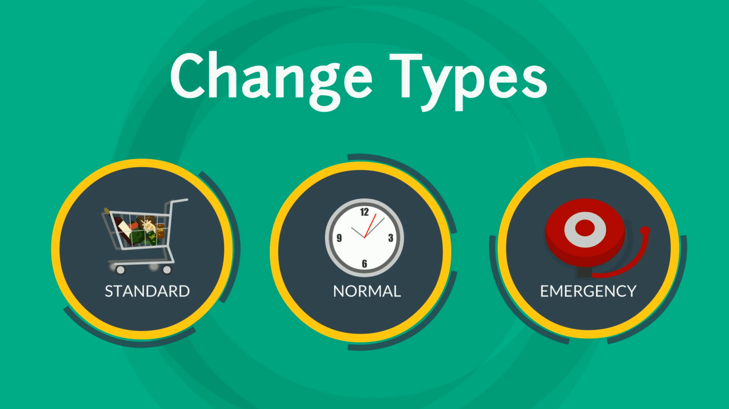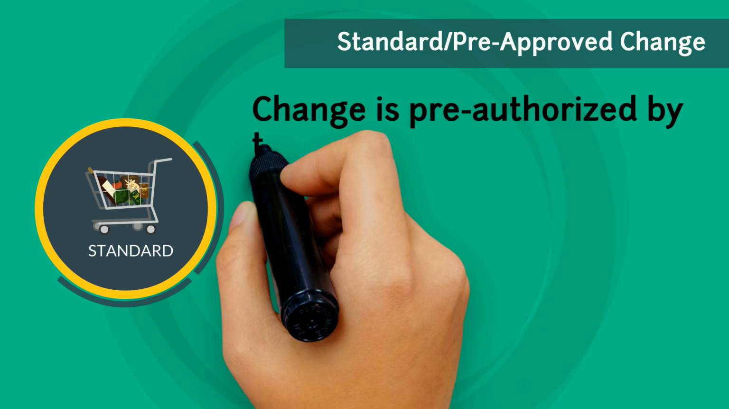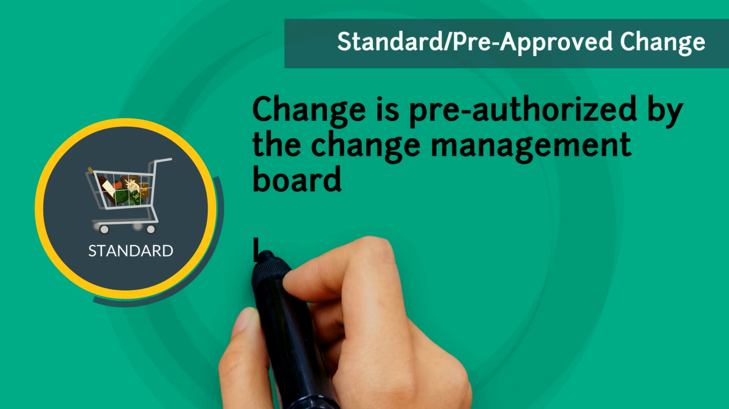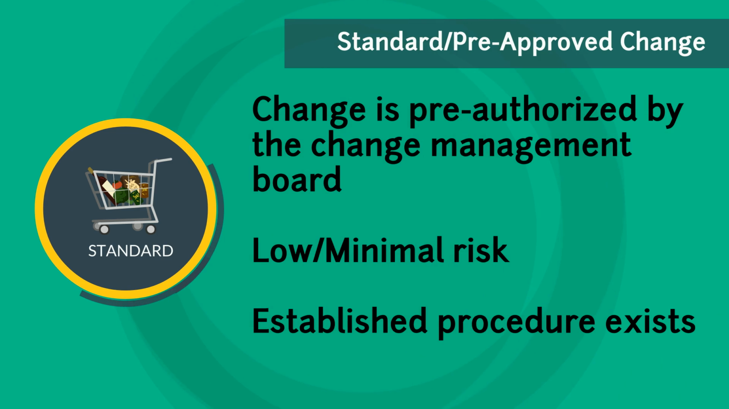Changes are broadly classified into 3 types. They are standard or pre-approved change, normal change and emergency change. Let us look into details of each type of change. A standard or pre-approved change is something that is pre-authorized by the organization change management. It has low, minimal risk involved, and an established procedure exists.